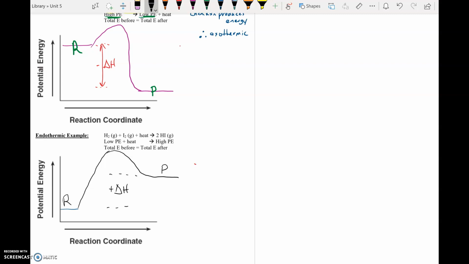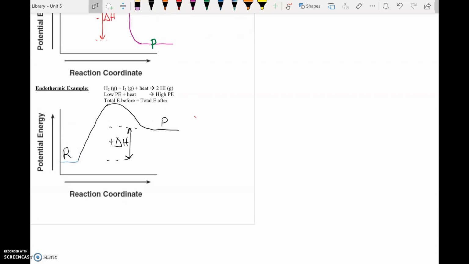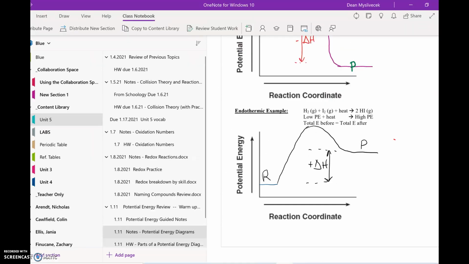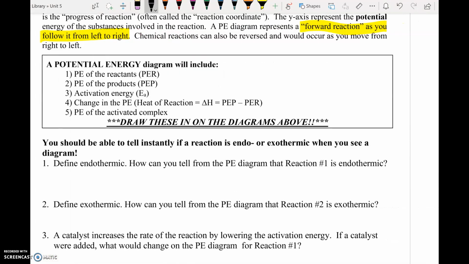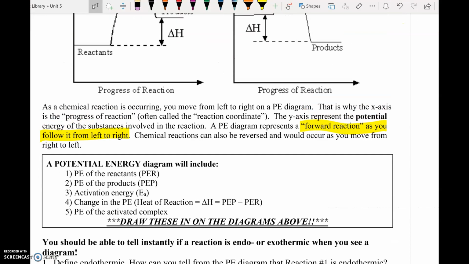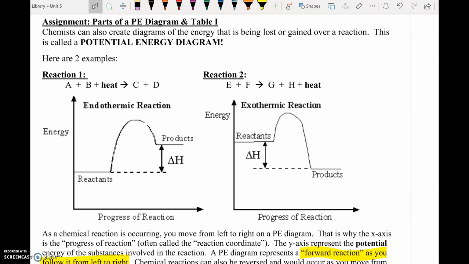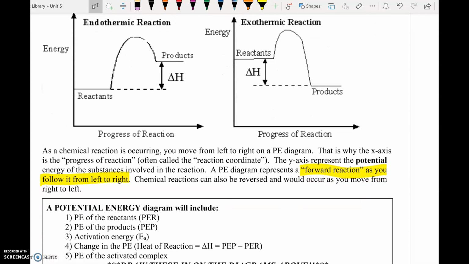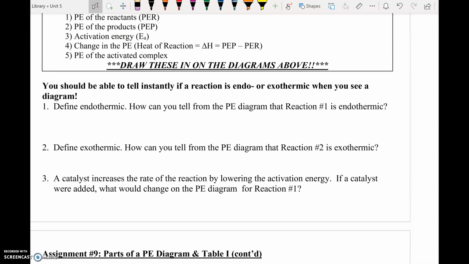And it's going to be a positive delta H value. Okay, so now on to a few questions that will help get you ready. And that is your notes and some actual assignments. You can read here at the top. It's basically the same. And then down here it says define endothermic.